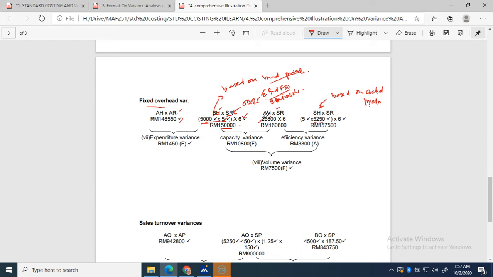Times the standard rate. The standard rate is the same as column 2, 6 ringgit per hour. So you get the cost 160,800 ringgit.